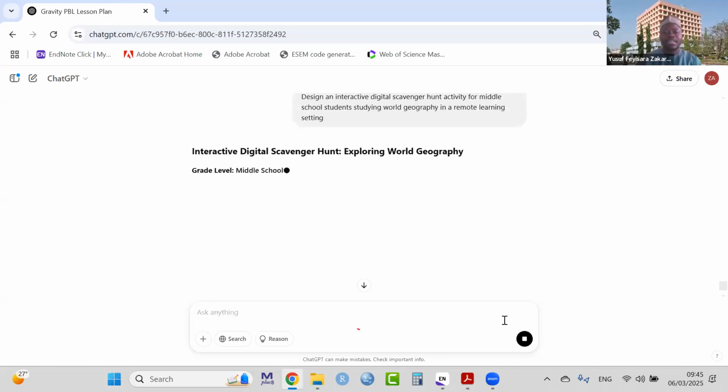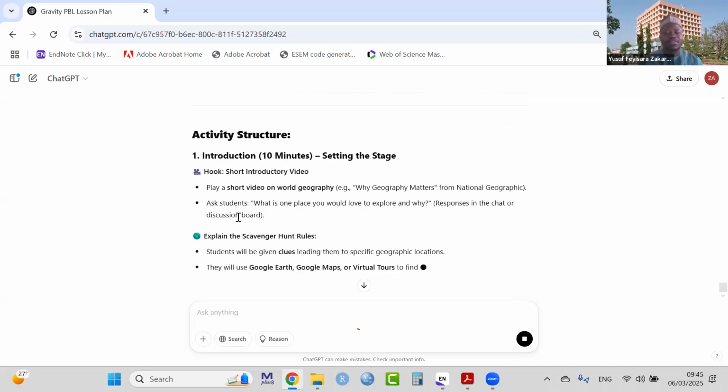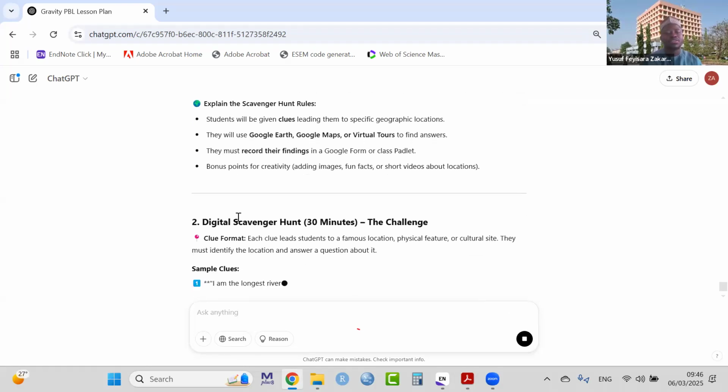A kind of interactive digital scavenger hunt. But mind you, we are talking about online learners here. So perhaps this is going to be based on what? On online game. But let's see how it is done. But you can always adapt it to one without the use of technology.